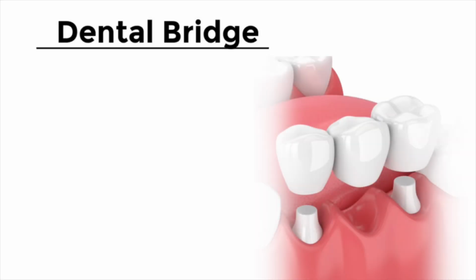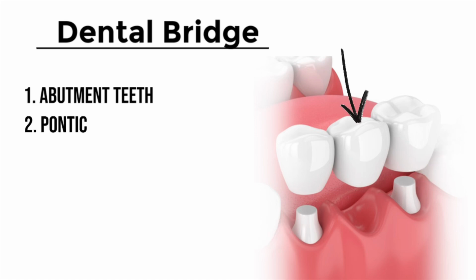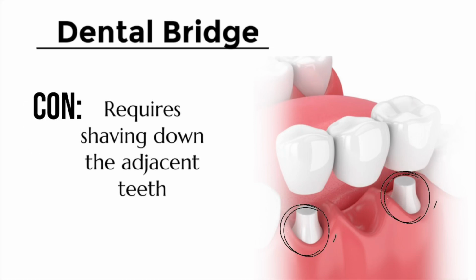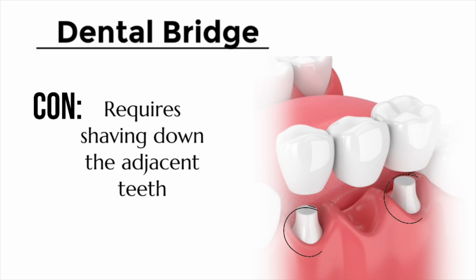A dental bridge can replace 1 or more missing teeth. It consists of the abutment teeth, which are the teeth adjacent to the missing tooth, the pontic, which is the missing tooth, and the crowns that sit on the abutment teeth. A con with the bridge is having to shave down 2 healthy adjacent teeth to replace 1.